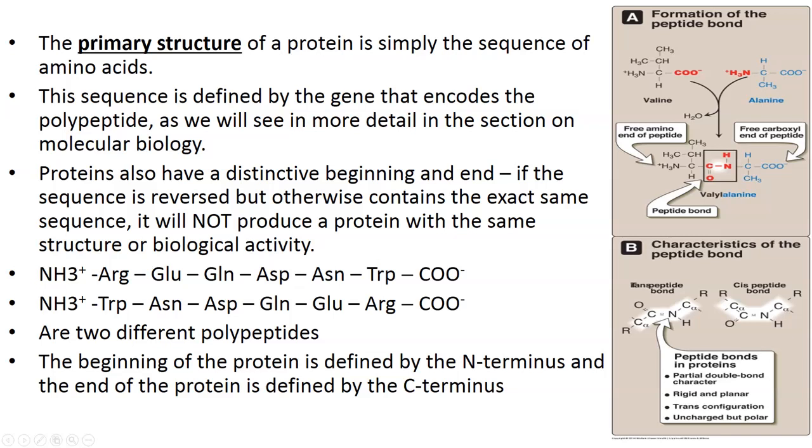And so what I've done is I've reversed the sequence here where we started with a tryptophan and ended with an arginine, which just flip-flopped it. That's a completely different protein now. Okay, so it has a distinctive beginning and end. The carboxy terminus and the amino terminus are not equivalent. Okay, so the order that they're in is also important.